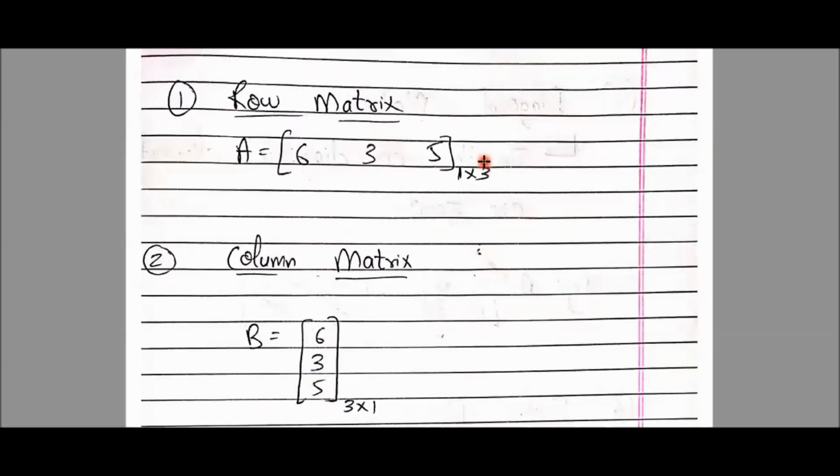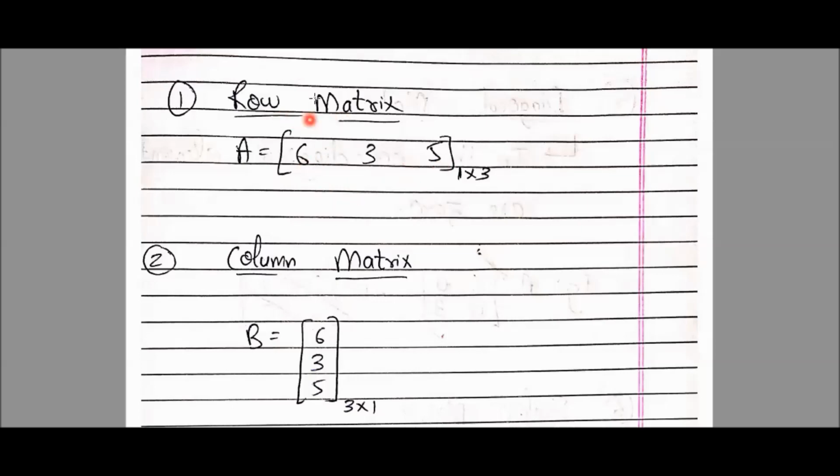Okay, from here we can say the actual chapter starts. Row matrix. Students, there is no rocket science here. Row matrix means any matrix which has only one row. That's it. It's so simple. 6, 3, 5. It's just a single row, so it is called a row matrix.